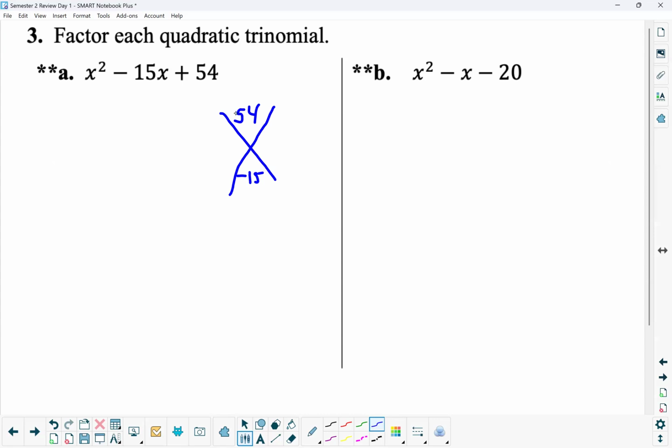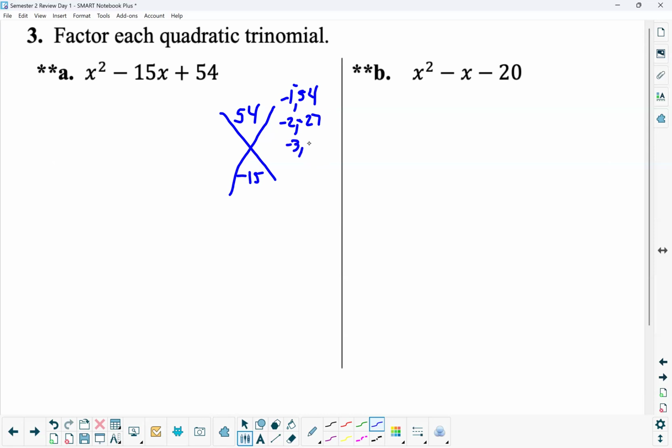They have to multiply to a positive, so they have to have the same sign. They have to add to a negative, so they both have to be negative. And if you don't know, you can try listing factor pairs. -1 and -54, -2 and -27. And then just always check. If I add those together, do I get -15? So far, no.